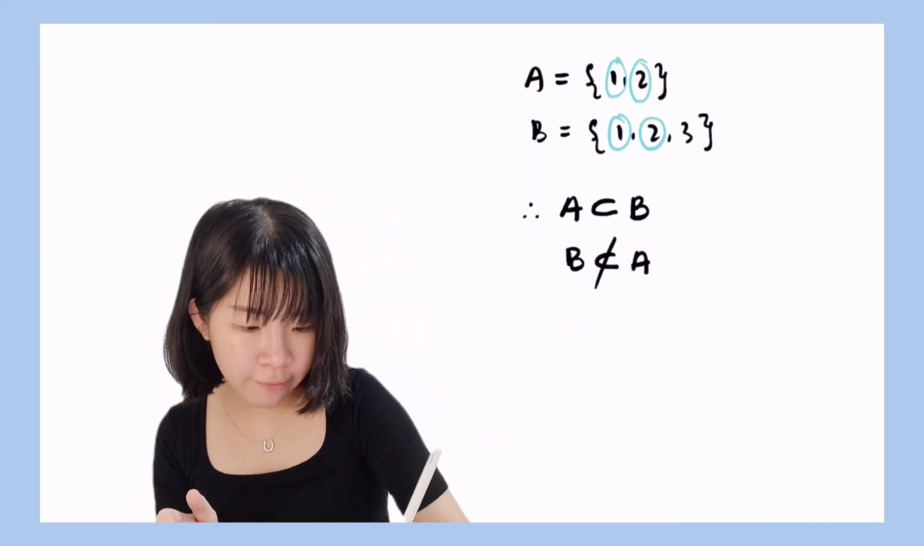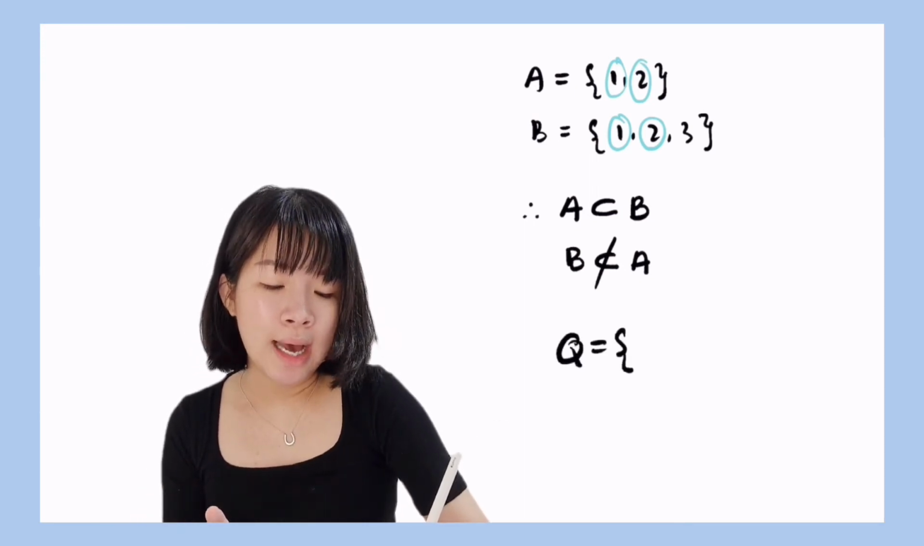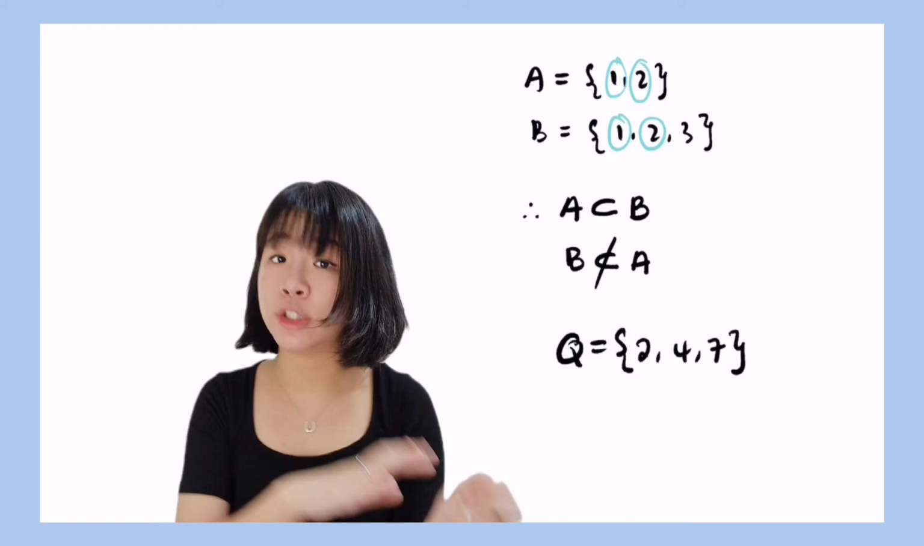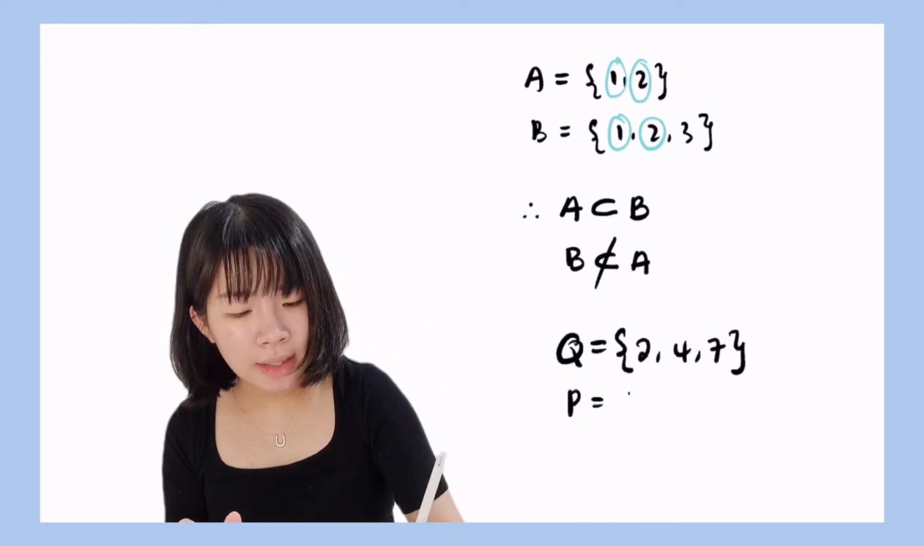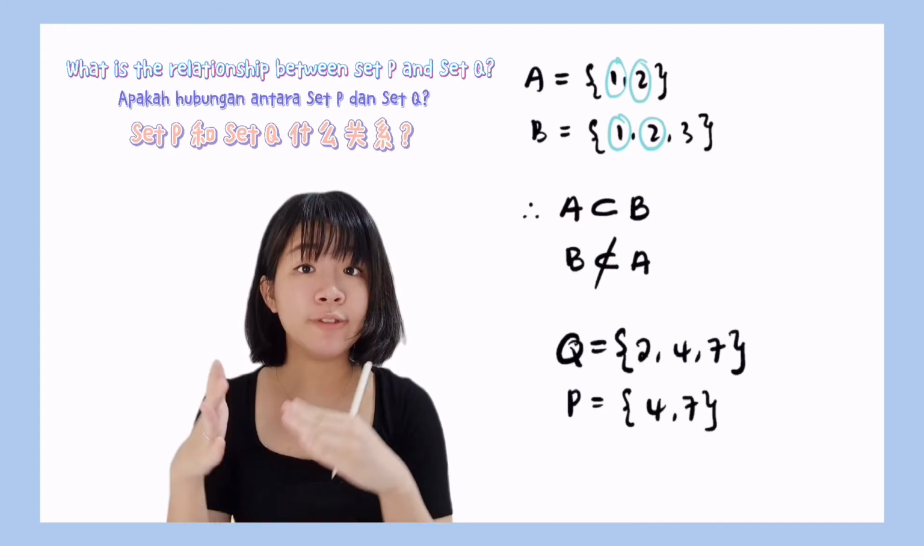One more. Okay, if I tell you set, let's say Q. Okay, set Q has 2, 4, 7. Okay, these 3 elements. Okay, then set P. Okay, set P has only 4 and 7. So what is the relationship of set P and Q?